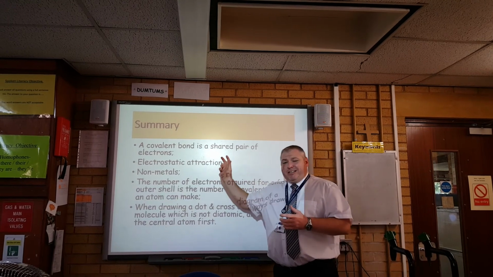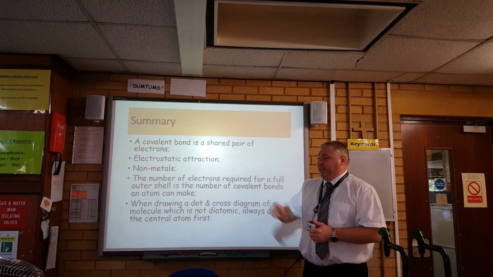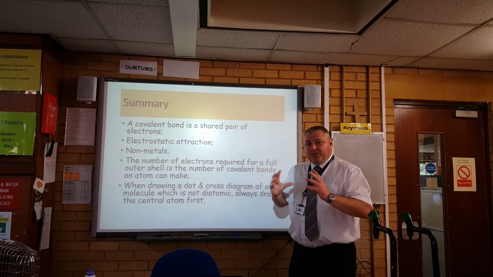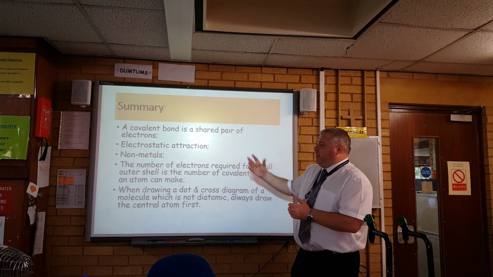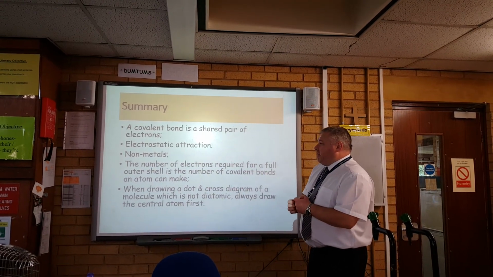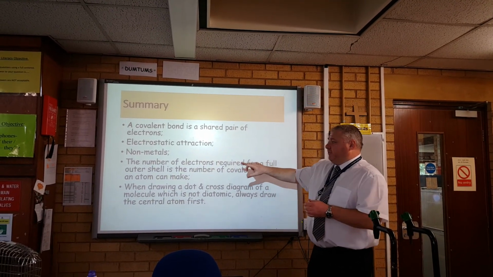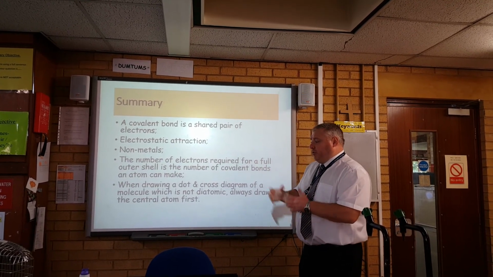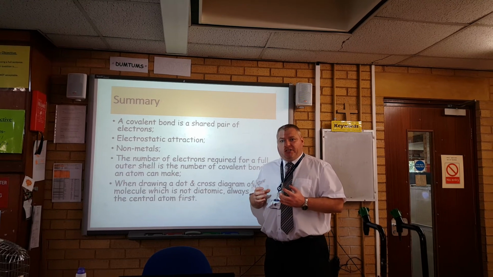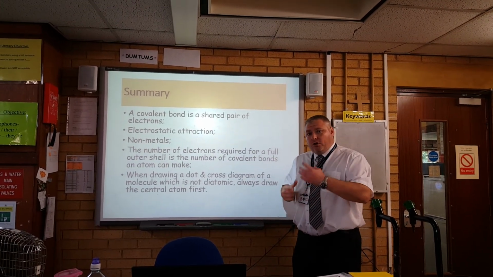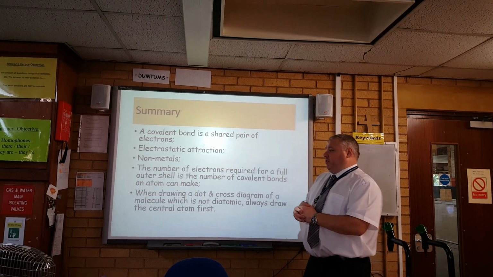Like all bonding, it's an electrostatic attraction. The electrostatic attractions between the 2 positive nuclei and the negative shared pair of electrons. This type of bonding occurs in non-metal elements, and the number of electrons required for a full outer shell is the number of covalent bonds an atom will want to make. So carbon has 4 electrons in its outer shell. It would like to have 8, so that means it's going to make 4 covalent bonds to get 8 electrons.